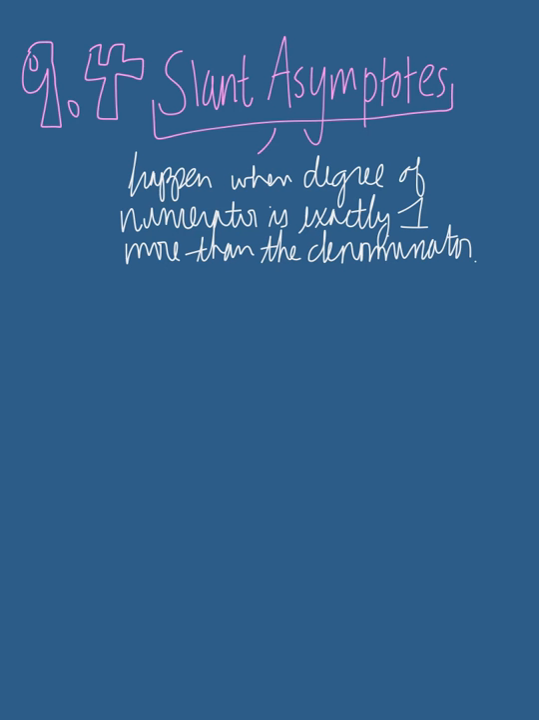So the way we're going to find slant asymptotes is actually by dividing these rational functions and simplifying them, which I'm pretty sure you're not going to like, but we still have to do it anyway. We're going to have to do long division.